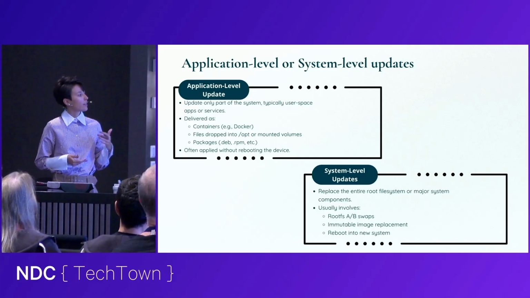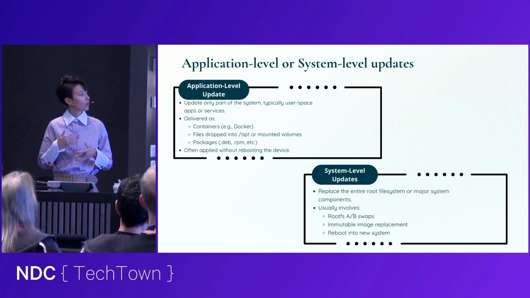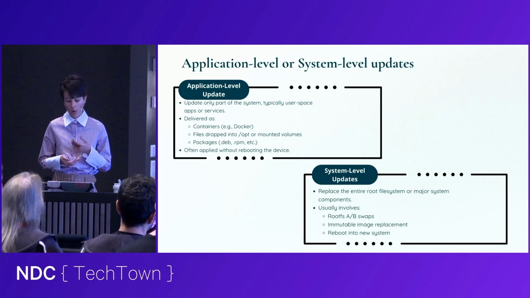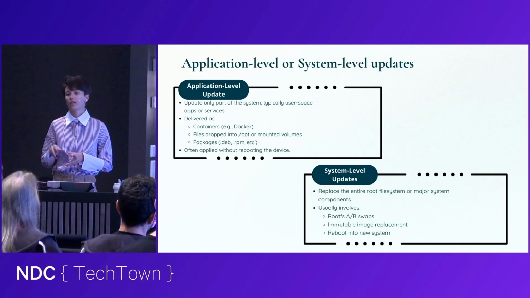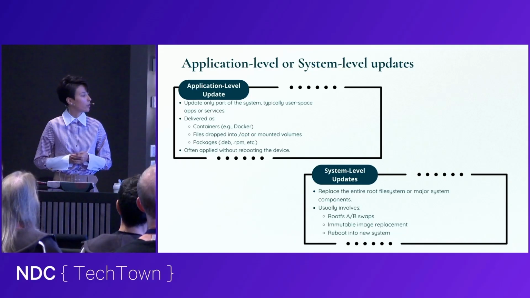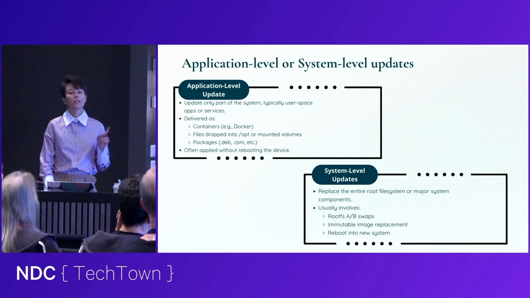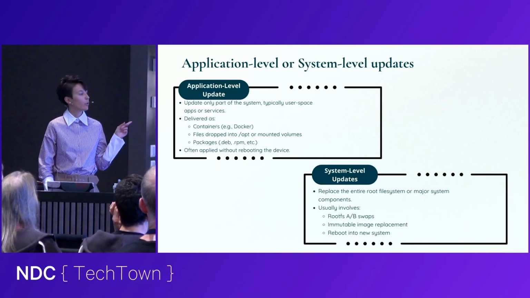On the other hand, the second approach is what I've been talking about all along, which is system-level updates, where you are updating a whole OS image or just a kernel, where you basically replace the entire root file system or some of the major components. And as mentioned, it usually involves rootfs AB swaps or a recovery partition. And in this case, it's always necessary to reboot into the new system.